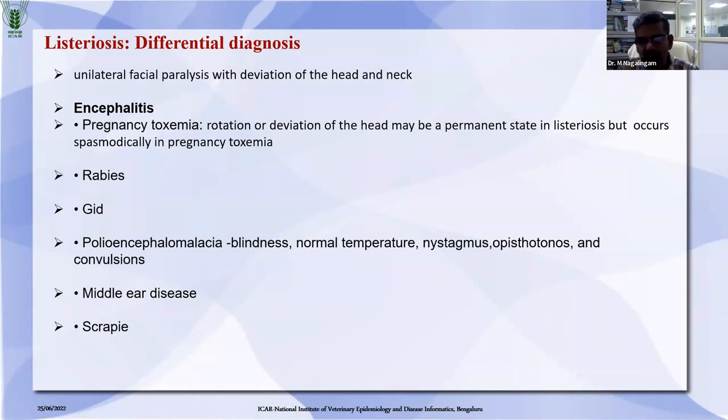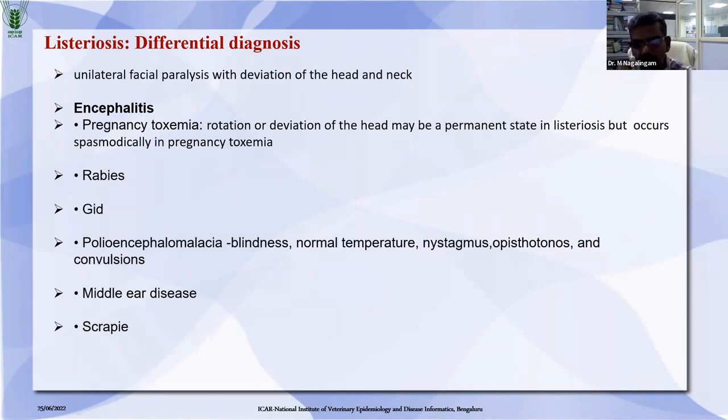And in case of polioencephalomalacia, it won't cause convulsions, and in case of pregnancy toxemia, it won't cause spasmodic rotations or deviations. So these are some of the differentiating factors wherein we can confine towards Listeria.